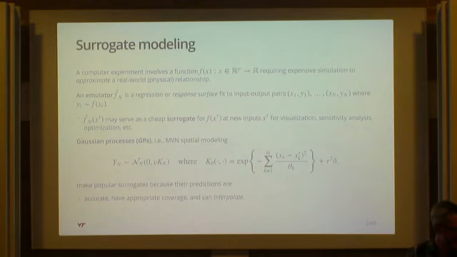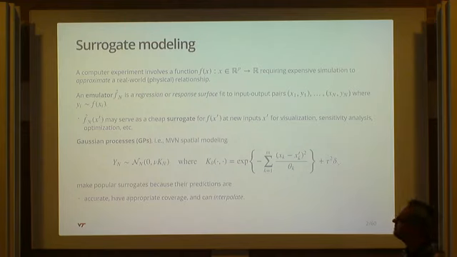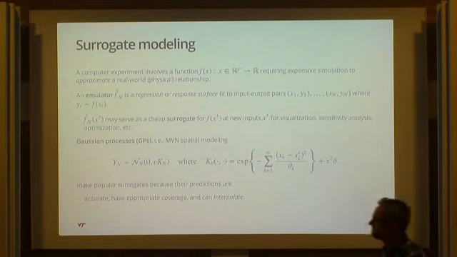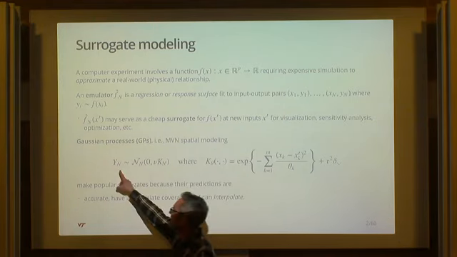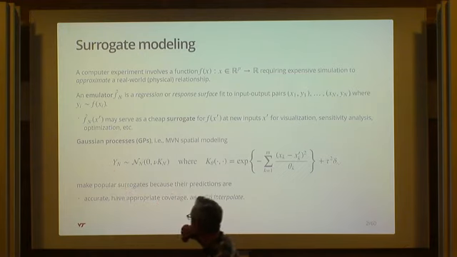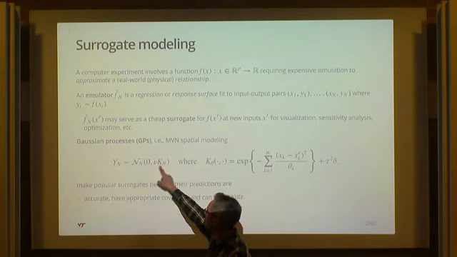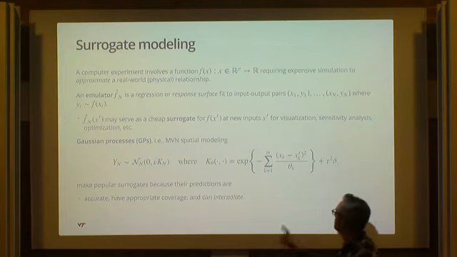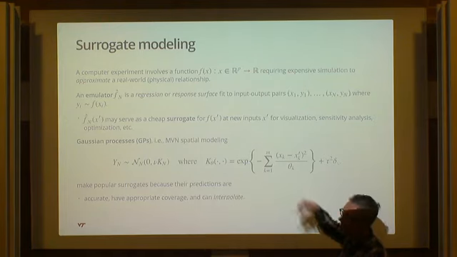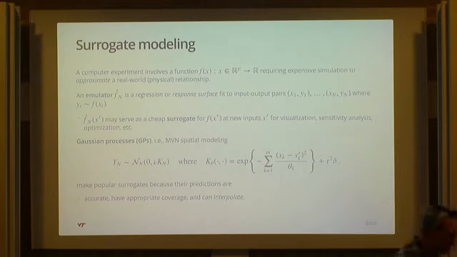An emulator is just a regression, a response surface fit to training data, XY pairs. Gaussian processes are the canonical version of that for many reasons. One reason, I think, is because of analytic, or at least partially analytic, tractability. So a Gaussian process model is just a multivariate normal model for the responses, where most of the effort is spent in the covariance structure, which is defined as a function of distance and some unknown hyperparameters.